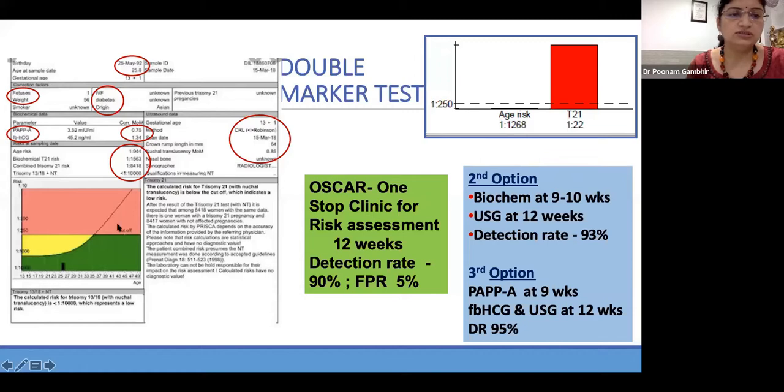We have different forms of graphs depending upon the platform used by that lab, the Prisca or the Delfia platforms. This Prisca, which we most commonly encounter in the OPDs, is just like a traffic signal. If it's a green signal, we continue with the same report and there is no need for further testing. The yellow is the intermediate region and the red is the high risk region.